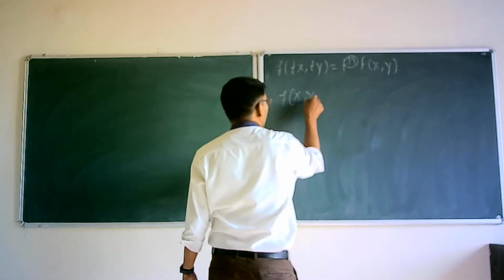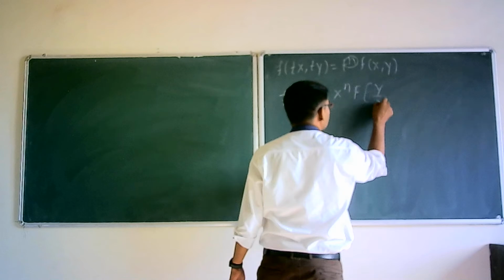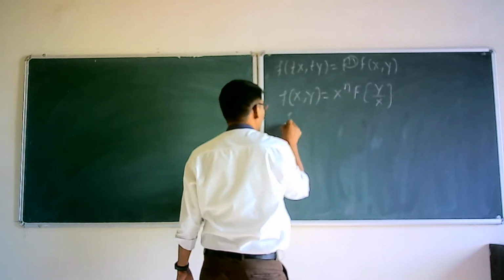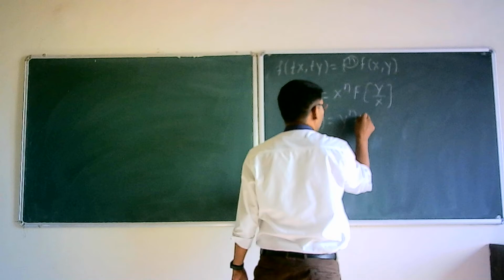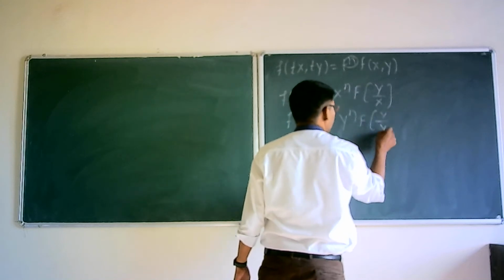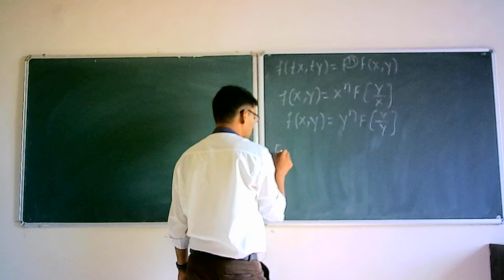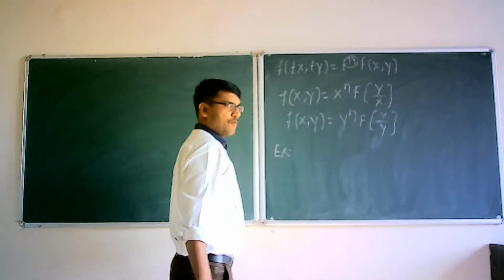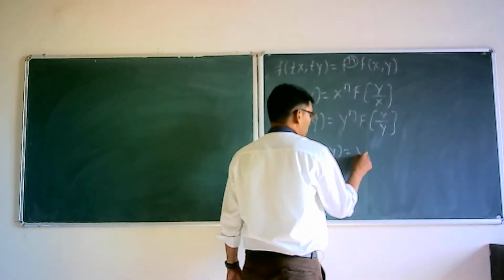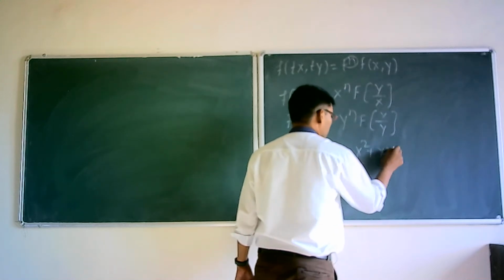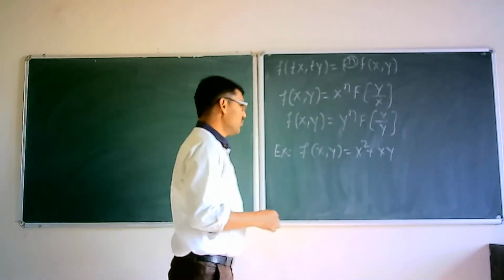f(x, y) is equal to x raised to n f(y/x), or f(x, y) is equal to y raised to n f(x/y). Then we can say that a given function is a homogeneous function of degree n. For example, f(x, y) is equal to x square plus xy. Then we want to check whether this function is homogeneous or not.